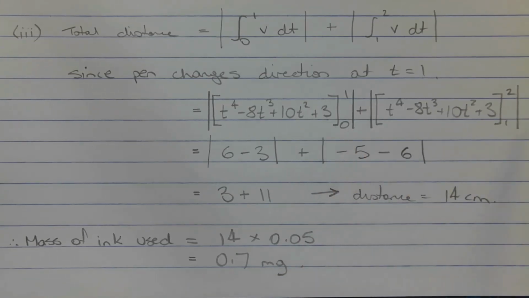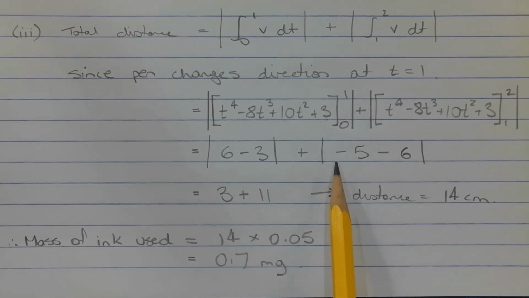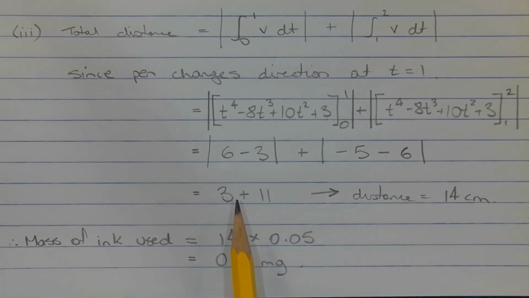So applying the limits of integration, we get the absolute value of 6 minus 3 plus the absolute value of negative 5 minus 6. Now the absolute value of 6 minus 3 is 3, and the absolute value of negative 5 minus 6 is positive 11. So 3 plus 11 gives us 14, and that represents the total distance travelled by the pen from t equals 0 to t equals 2. So to find the mass of ink used, the pen travels 14 centimetres and it uses 0.05 milligrams of ink per centimetre, and that gives us 0.7 milligrams of ink used.